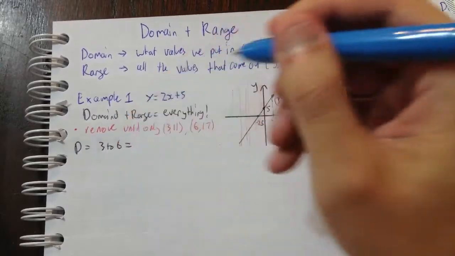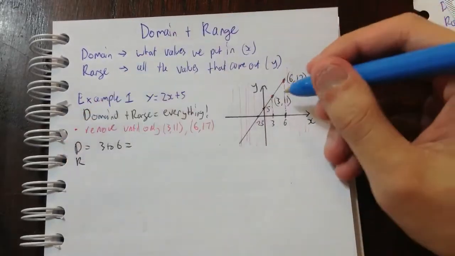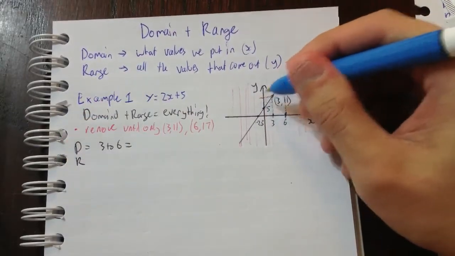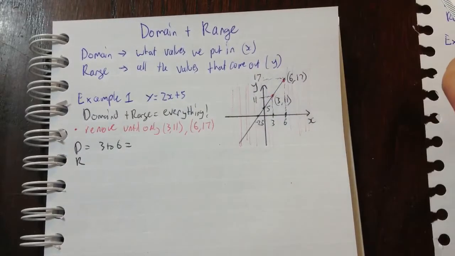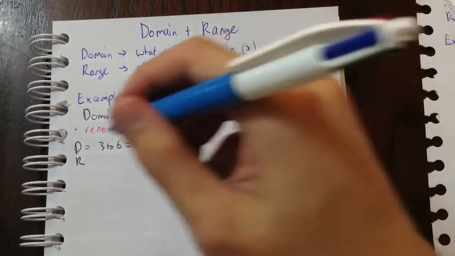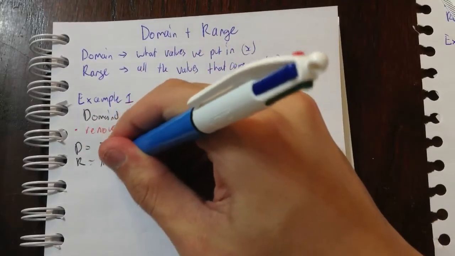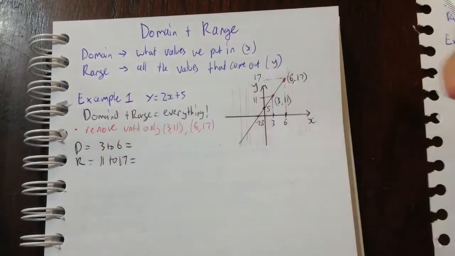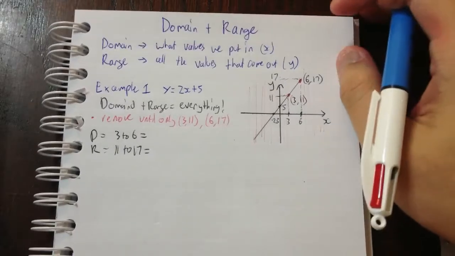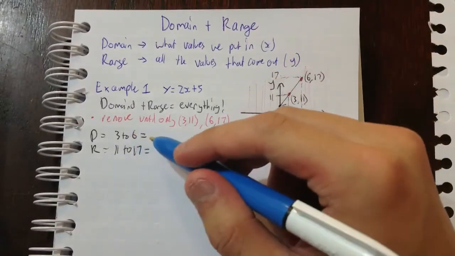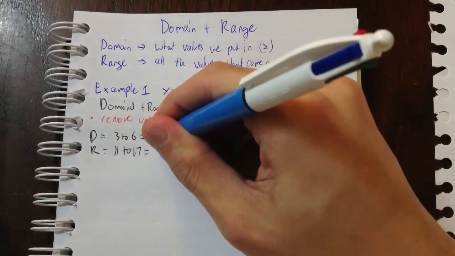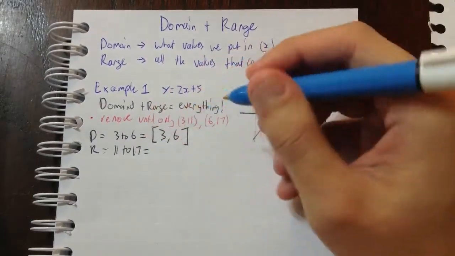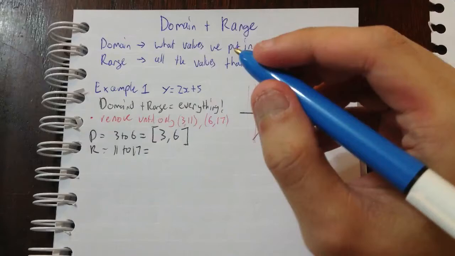So how else would we write that? Oh, well, I'll go to range now. And the range would be, if we drop it across here, between 11 and 17. Okay? So then it would be 11 to 17. Making sense so far? Good. The way to write this is like this. You can write it like this. That's one way. That says it's between 3 and 6.